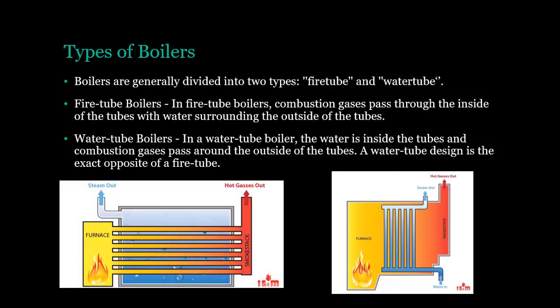Boilers are generally divided into two types: fire tube and water tube. Fire tube boilers. In fire tube boilers, combustion gases pass through the inside of the tubes with water surrounding the outside of the tubes. Water tube boilers. In a water tube boiler, the water is inside the tubes and combustion gases pass around the outside of the tubes. A water tube design is the exact opposite of a fire tube.